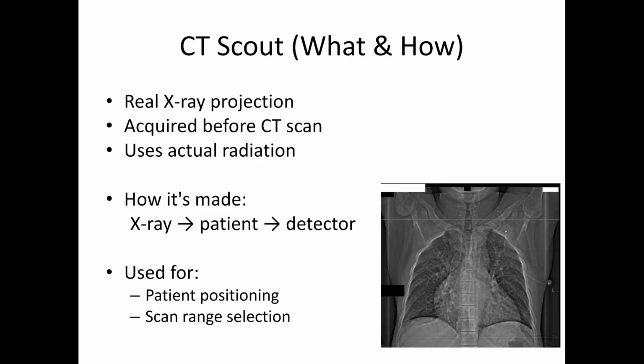Let's start with the CT scout image. A CT scout, also called a topogram, is a real X-ray projection acquired before the CT scan begins. It is obtained using a fan beam geometry as the table moves through the scanner. Because of this acquisition method, the image naturally includes magnification, geometric distortion, scatter, and image noise.